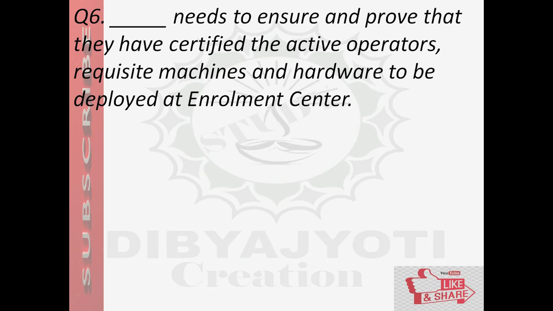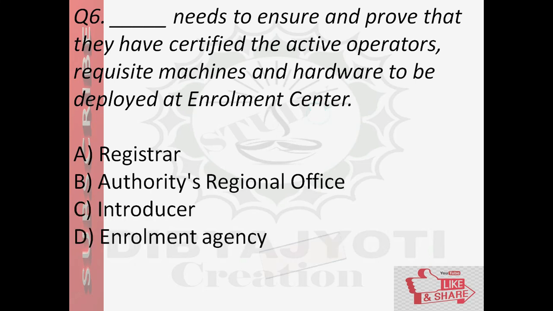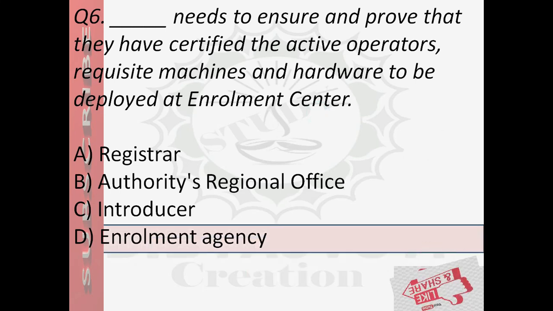Then next, DASH needs to ensure and prove that they have certified the active operator, requisition machines and hardware to be deployed at enrollment center. Options are option A, registrar. Option B, authorities, regional office. Option C, introducer. Option D, enrollment agency. And answer is option D, enrollment agency.